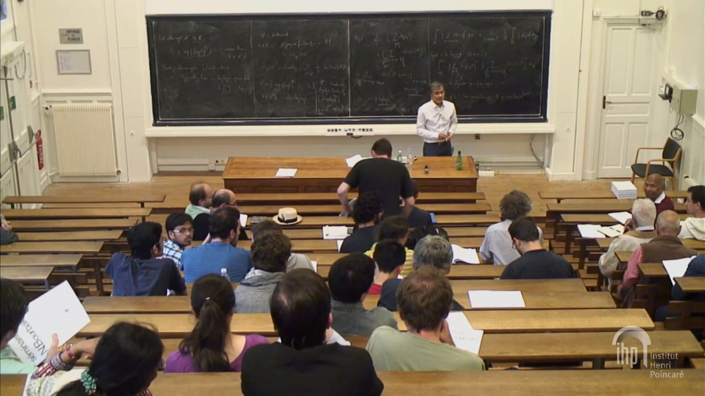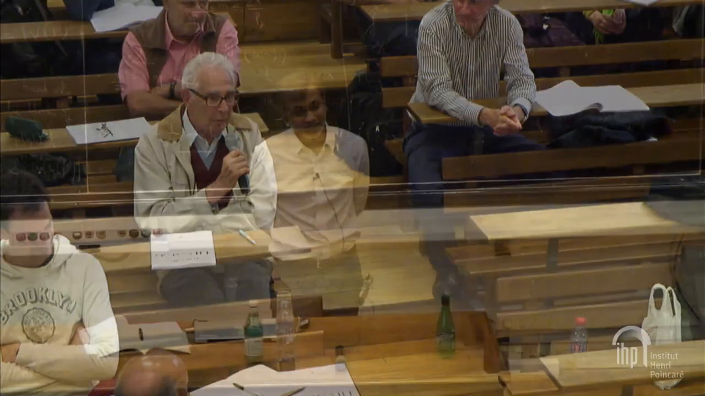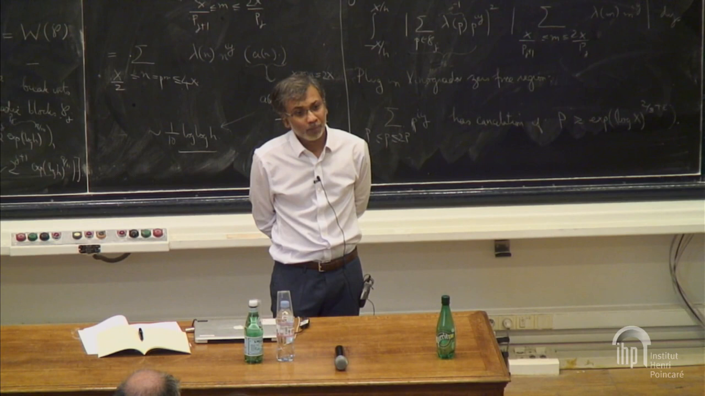A historical comment and a question. The historical comment is that, as far as I know, the Liouville function was introduced by Euler, and Euler thought he proved that the summation of lambda n over n is zero. Actually, he proved it under the assumption that the series converges. That's interesting, I didn't know that. It's in the big series of articles of Euler on the theory of numbers, where he introduces the Euler product.